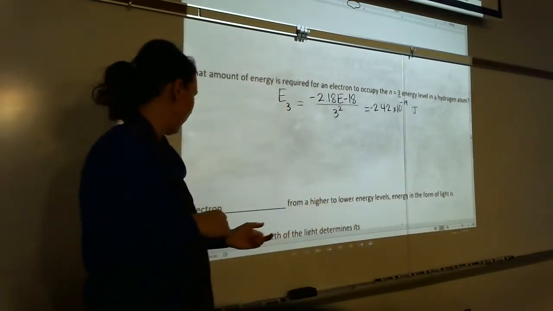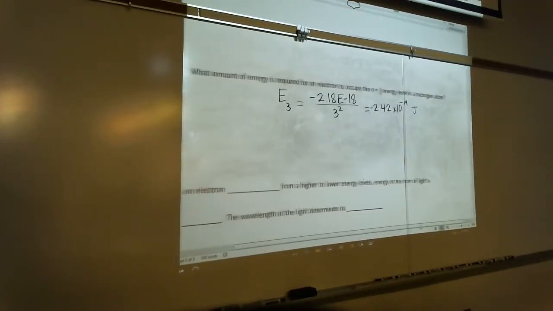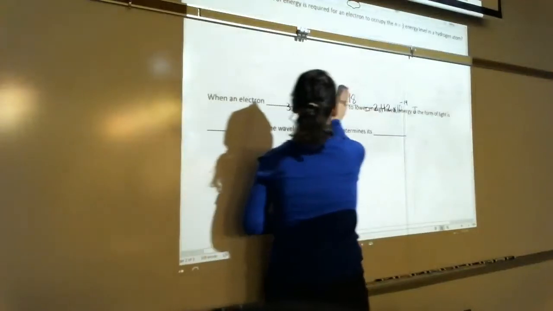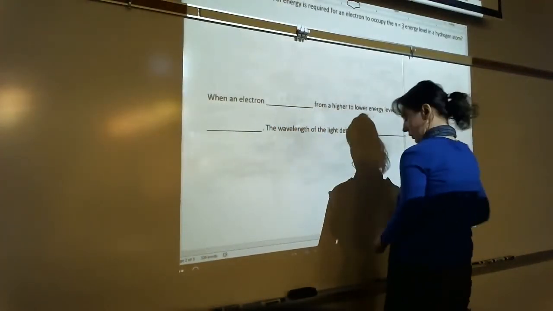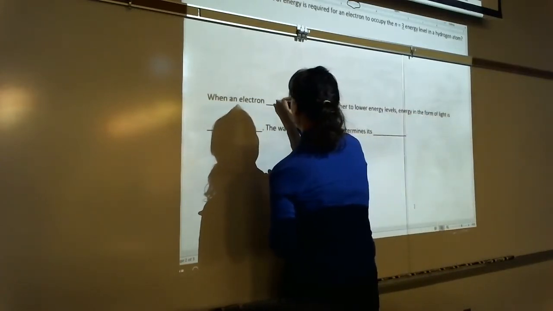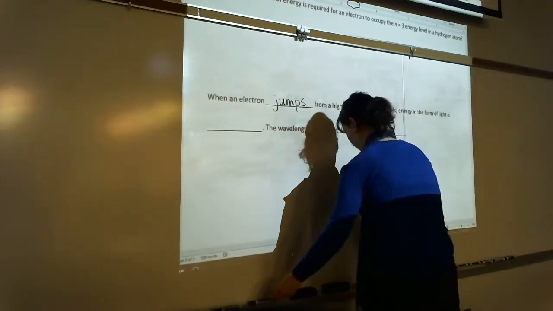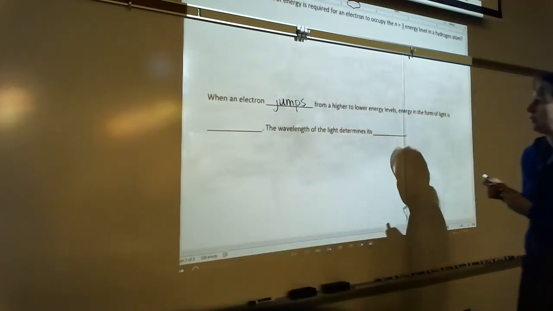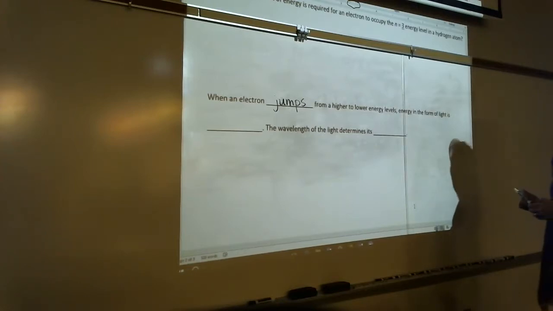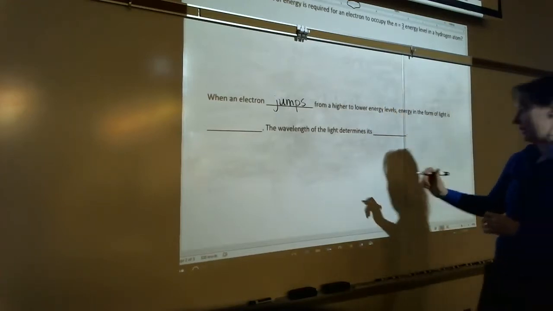Let's go on to the fill in the blank. I've already mentioned this. I wrote it on the Bohr model stuff. When an electron transitions or moves or is promoted or whatever, jumps, okay. When an electron jumps, although jumps implies that it's spontaneous, but that's okay. When an electron jumps from higher to lower energy levels, energy in the form of light is released.